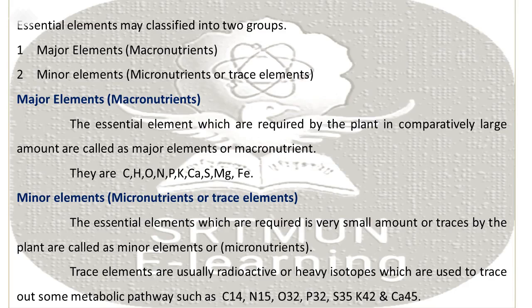Essential elements may be classified into two groups. First of all, major elements, macronutrients, and second, minor elements, micronutrients or trace elements. First of all, start with major elements or macronutrients. The essential elements which are required by the plant in comparatively large amounts are called major elements or macronutrients. They are C, H, O, N, P, K, Ca, S, Mg and Fe.